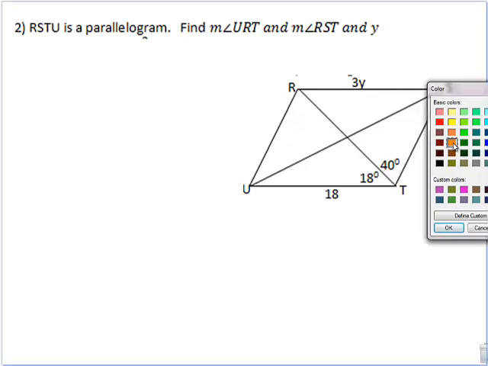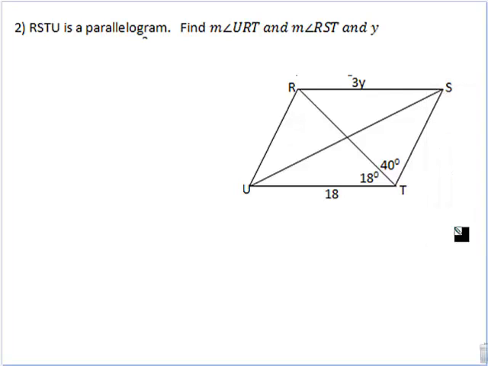RSTU is a parallelogram. Find the measure of angle URT and the measure of angle RST and y. 40 degrees. So what's 40 degrees? URT. Okay, URT. So we're talking about this angle right in here.